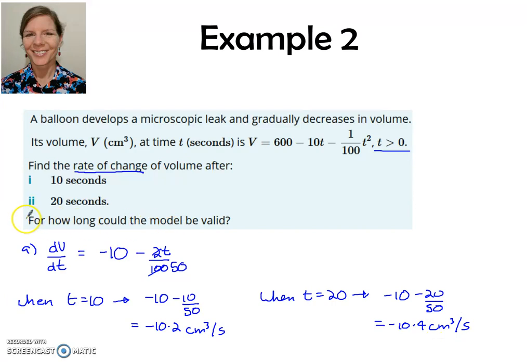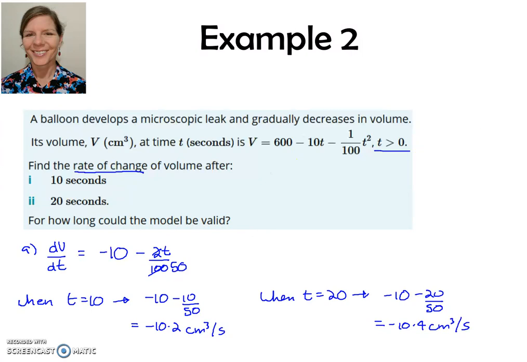Now the second question says, for how long could the model be valid? If you're just looking at the derivative, it seems like it could just go on forever because it's just increasing at a higher and higher rate. We always expect it to be negative, it's never going to become positive. So that seems okay. But if we go back and look at the volume, clearly at some point the balloon's going to empty and the volume will be 0, and the volume can't be less than 0.